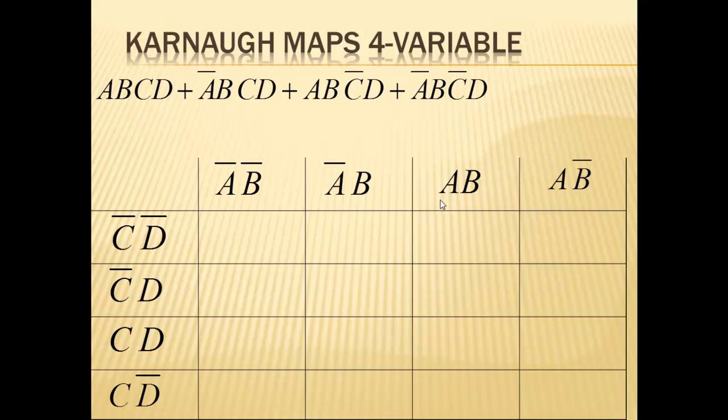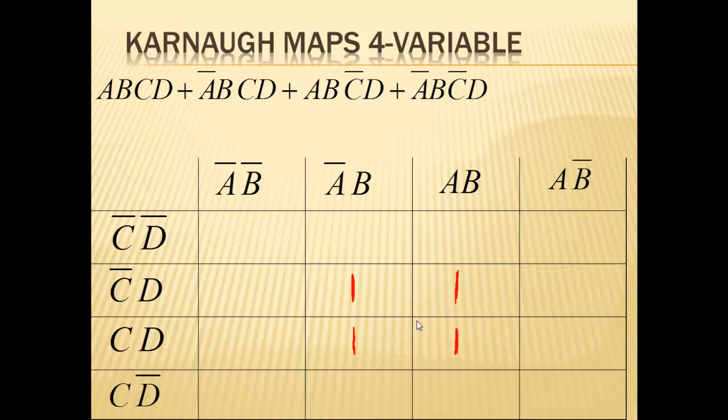So the first one's A B C D. So we got a 1 right there. Or A naught B C D. Then we got A B C naught D. It's real easy to get messed up on these things. And an A naught B C naught D.